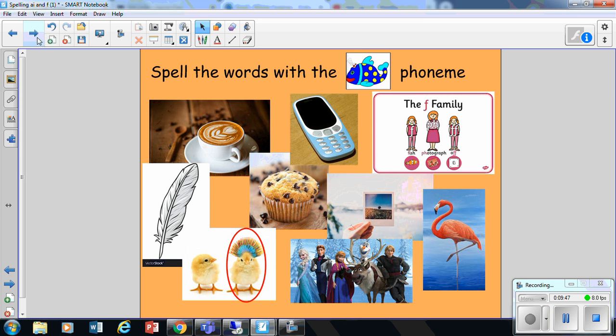Okay, I can't wait to see your work. So you can pause the video or finish the video. You've got your sheet, you look at the pictures and you tell me which phoneme you are going to use for which word.